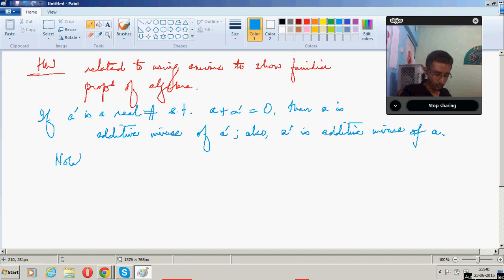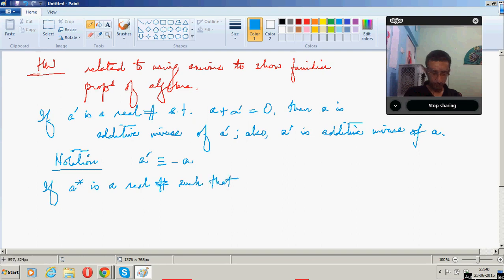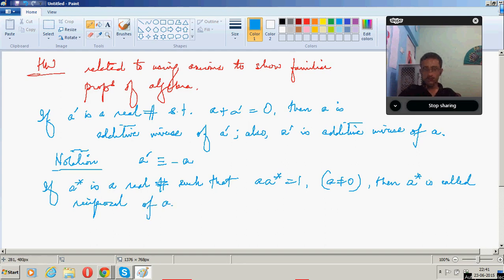Notation, see, now you will enjoy a lot. The subtle game of math is here. Notation: A prime is minus A. You see, slowly you will enjoy a lot, because you already have such a bent of mind. If A star is a real number such that A times A star equal to 1, here of course we say A not equal to 0, then A star is called the reciprocal of A. Here again you enjoy notation.